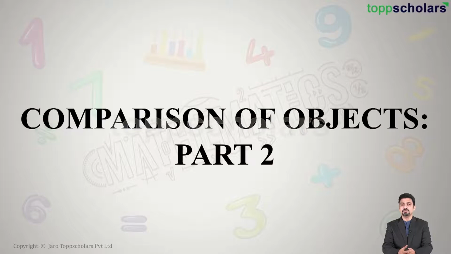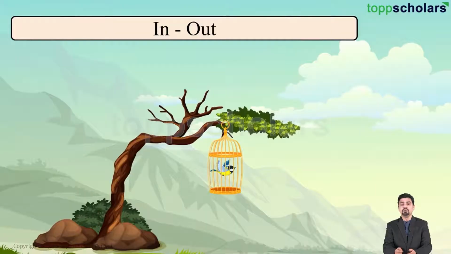Today we are going to learn again about comparison of objects. Do you see a bird in this beautiful picture, my dear students? Yes. Now, where is the bird? The bird is in the cage. So it is in. If I open the door of the cage, what happens to the bird? It flies away. The bird is now out from the cage. Have you understood? In and out.